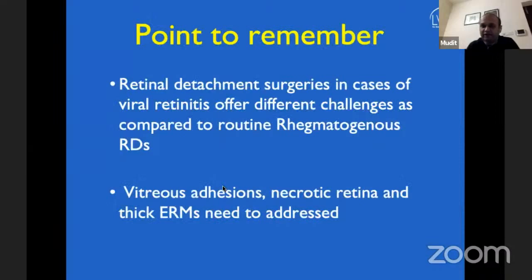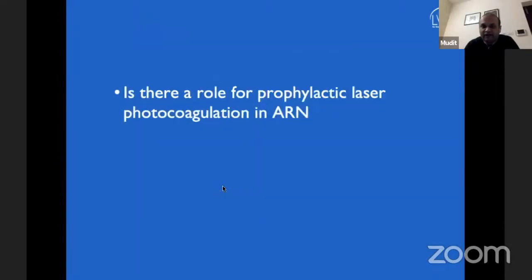So that in a nutshell sums up the challenges which we face. Now these cases are different from a normal rhegmatogenous detachment. Vitreous adhesions, necrotic retinas, and thick ERMs need to be addressed. And the last point, which actually is for all of our panel, is do you all feel that there's a role for a prophylactic laser photocoagulation in ARN? That's a question probably for the panel.